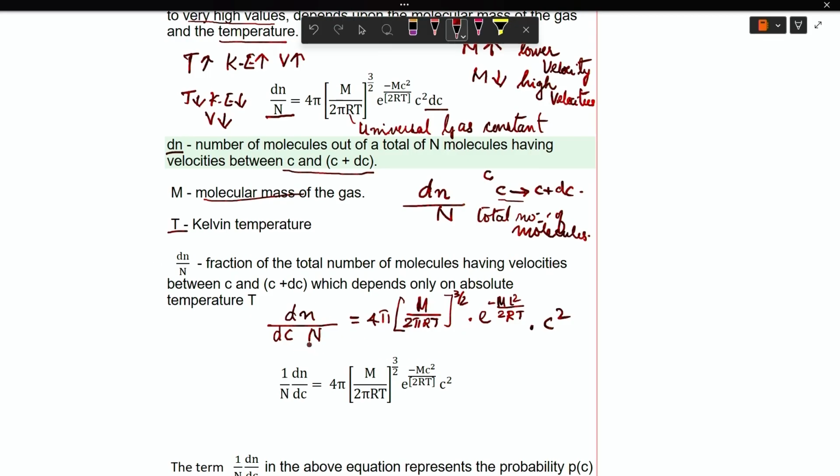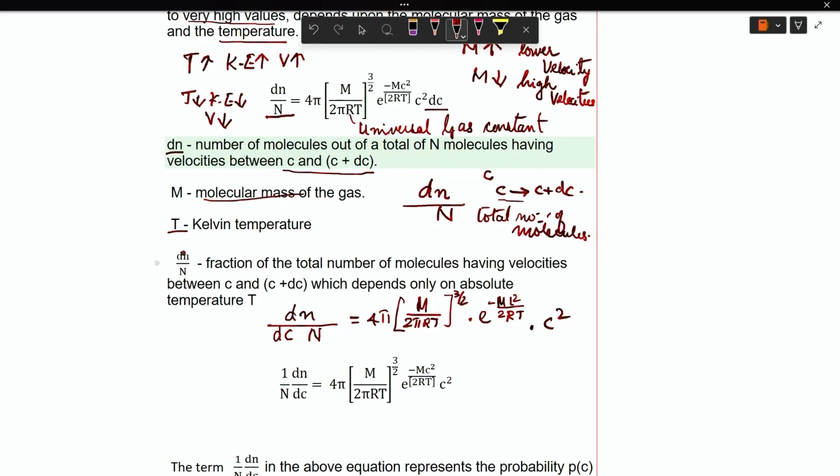Now, just rearranging that, taking out 1/n, dn/dc is equal to 4π (m / 2πRT)^(3/2) e^(−mc²/2RT) c² dc; dc goes to the other side. Now, here dn/n is the fraction of the total number of molecules having velocities between c and c plus dc at an absolute temperature capital T.